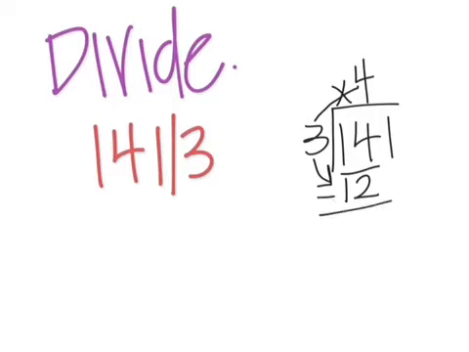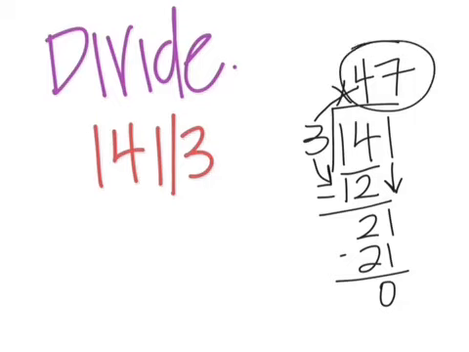I then subtract. 14 minus 12 is 2. My next step would be to bring down the next number in my dividend. So when I look at it, 3 can go into 21, how many times? Well, I know 3 times 7 equals 21. So 3 times 7 is 21. I subtract and get 0. So my quotient, or my answer, is 47.